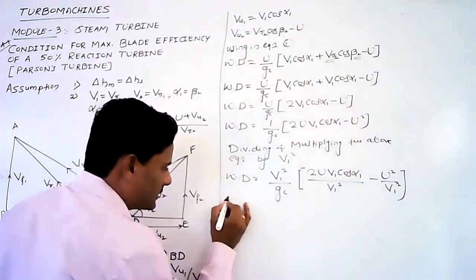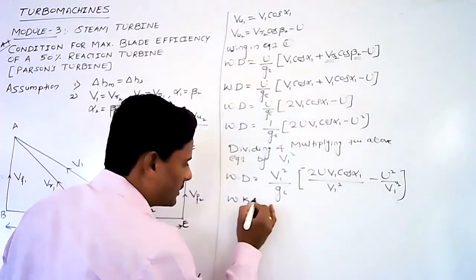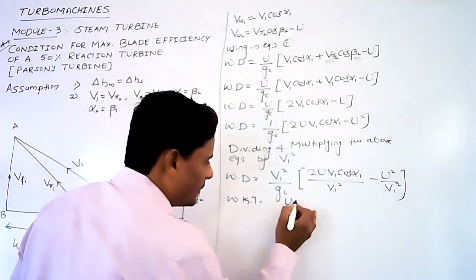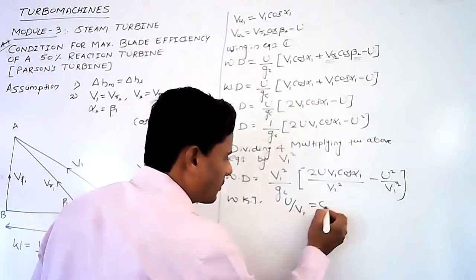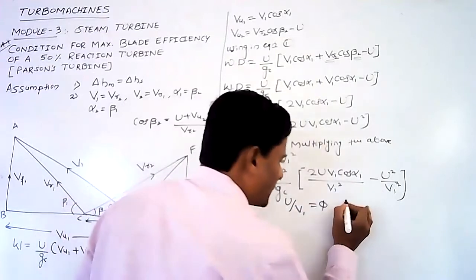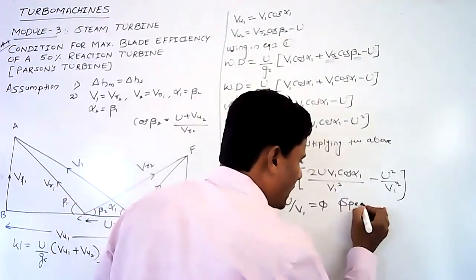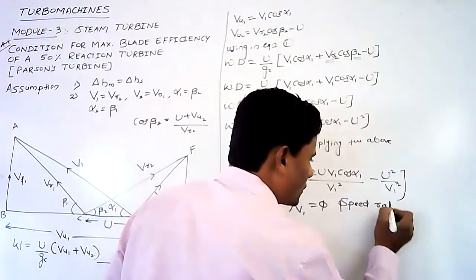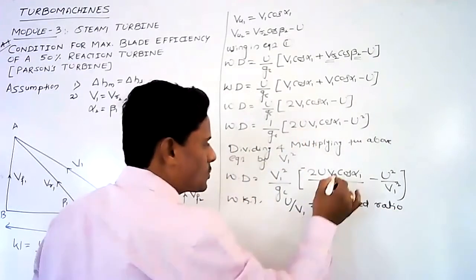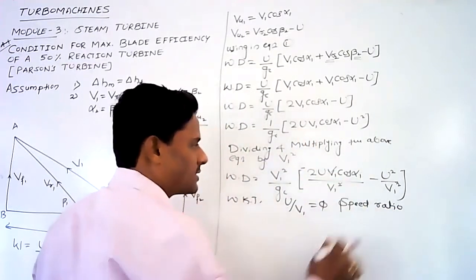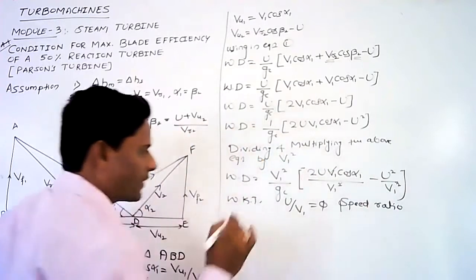We know that U by V1 is nothing but phi. Phi is known as the speed ratio. So V1 and V1 will cancel. U square by V1 square is phi square.